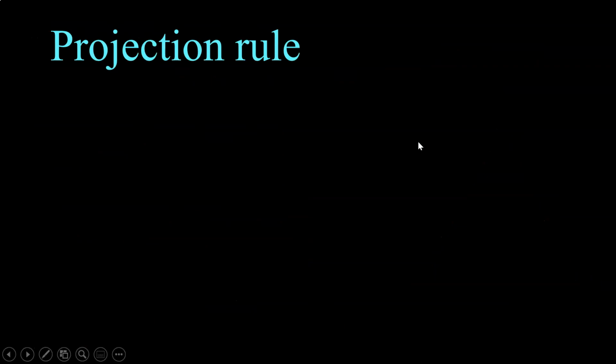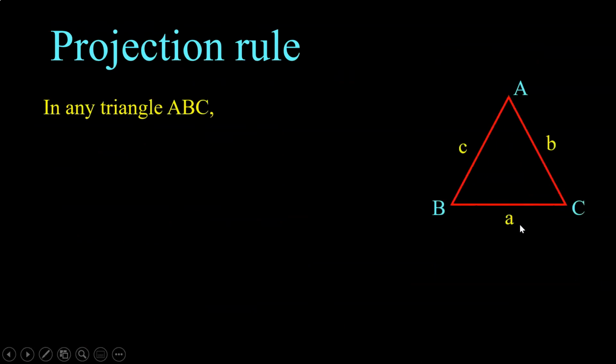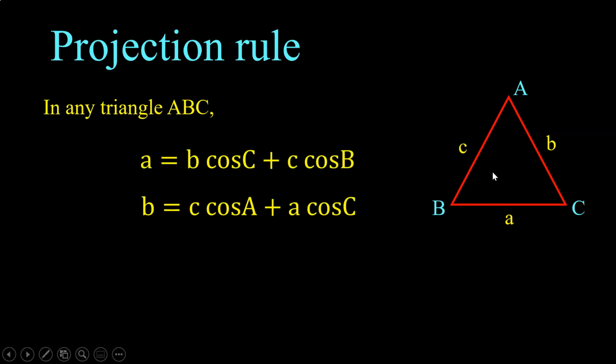Now let us move on to the projection rule. In any triangle ABC, the projection rule says that a is equal to b cos C plus c cos B, b is equal to c cos A plus a cos C, and c is equal to a cos B plus b cos A. So this is the projection rule. Now let us prove it.